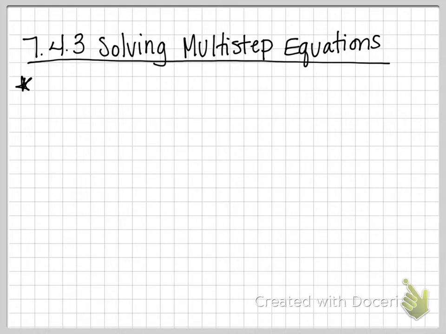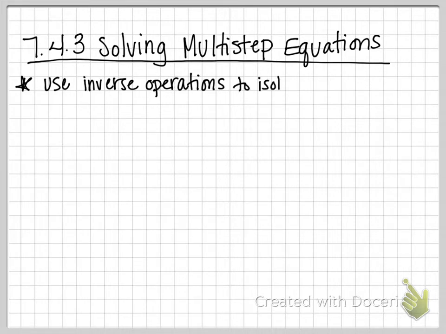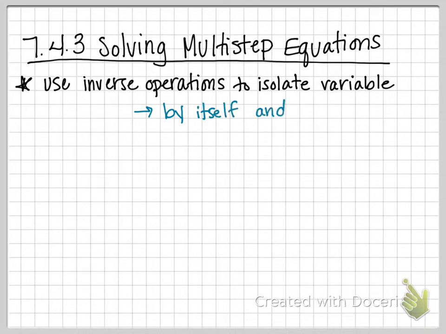So we are going to use inverse operations to isolate the variable. Okay, and remember, isolating the variable means that it is by itself. So there's just one, and it's positive. And once we have the variable by itself and positive, we are done.